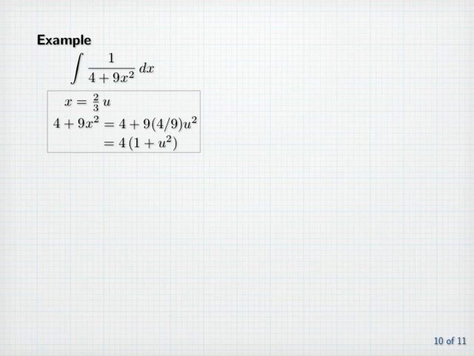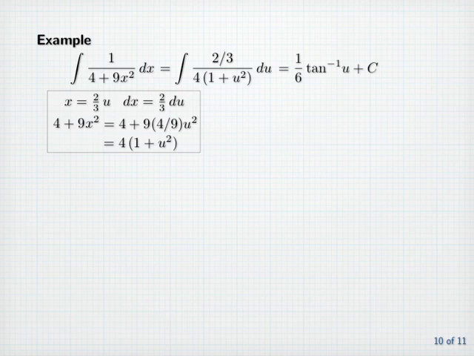Now with x equal to 2/3 of u, we have dx equals 2/3 of du, and so the integral becomes the integral of 2/3 du divided by 4 times 1 plus u squared. Now 2/3 divided by 4 is equal to 1/6, and so we have 1/6 of the inverse tangent of u plus c. Now we simply replace u with 3/2 x.